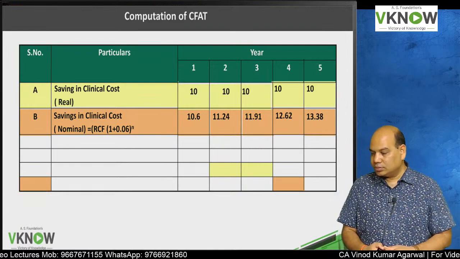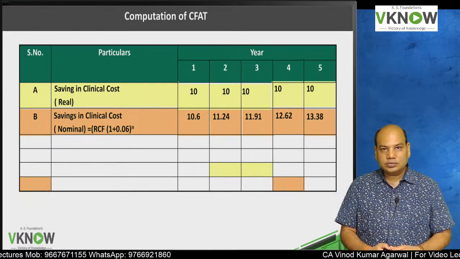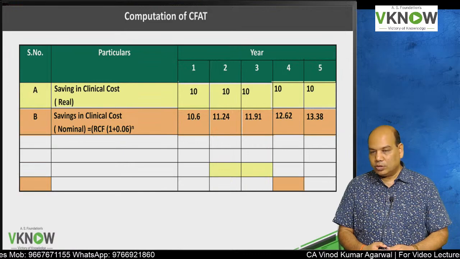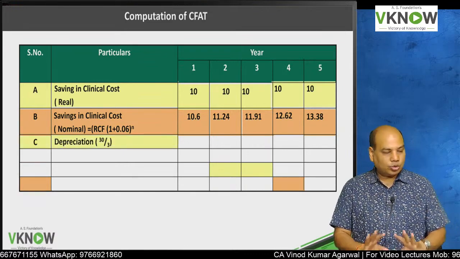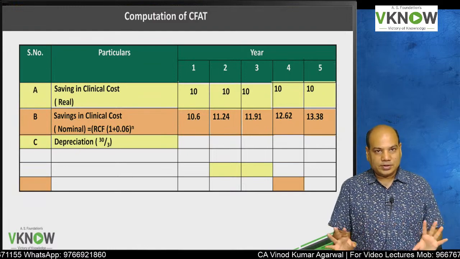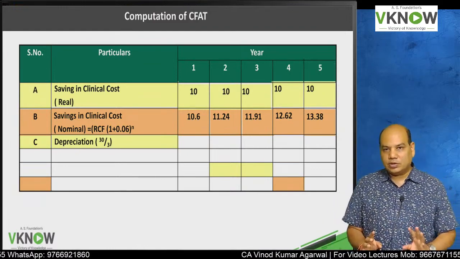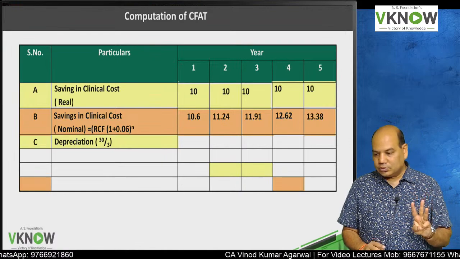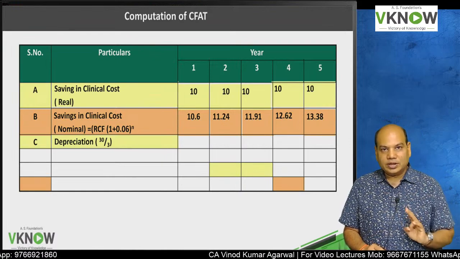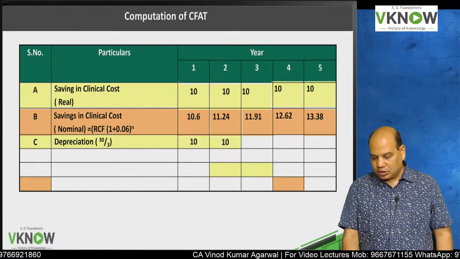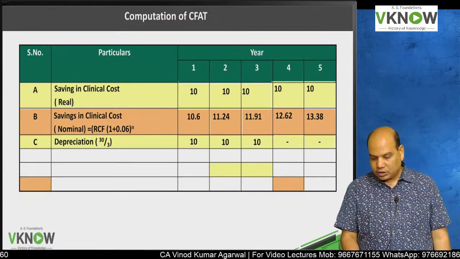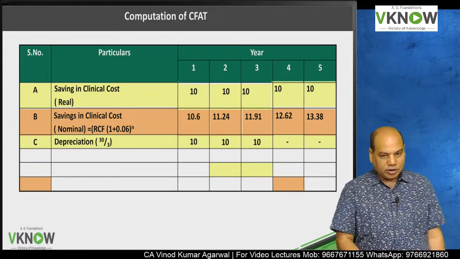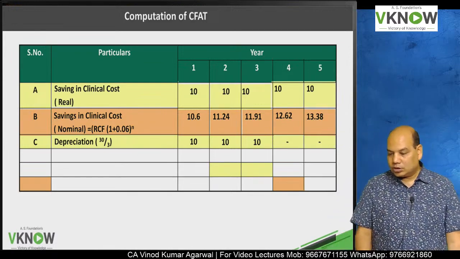Is it right? Is this right? Any query on this? And then write down depreciation. There is no other cost or expense. So depreciation will be over 3 years. 30 lakh divided by 3 years. Depreciation would be 10, 10, 10 only for the first 3 years. Is it right?